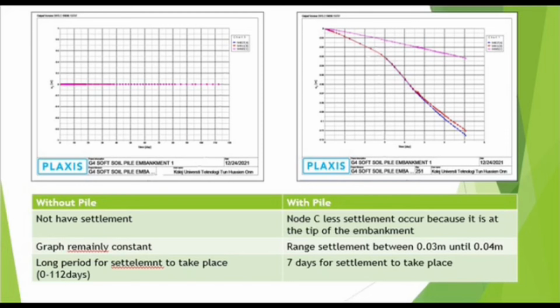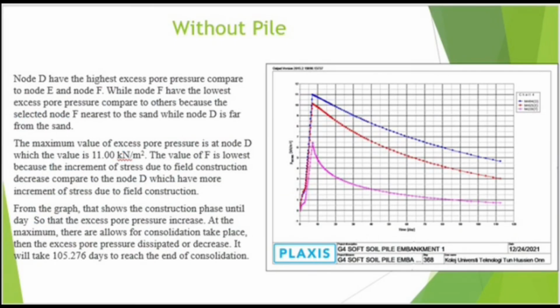While for the settlement with pile, from the picture we can see that node C has less settlement because it is at the tip of the embankment, or at the end of the embankment. So the settlement ranges between 0.03 meter and 0.04 meter, and it just takes 7 days for the settlement to take place.